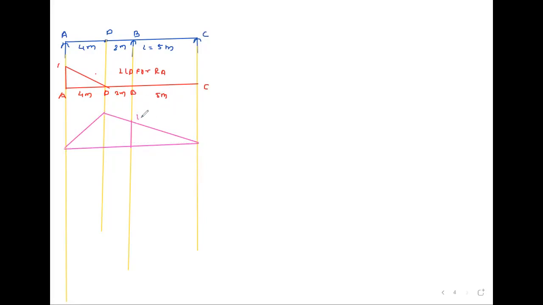So this value is 1. This span is 5 meter. This is 2 meter and this is 4 meter. So for 5 meter value is 1. So 5 plus 2. For 7 meter this value is how much? 7 by 5. This is A point, D, B and C. So this is the ILD for RB. After that we will draw.